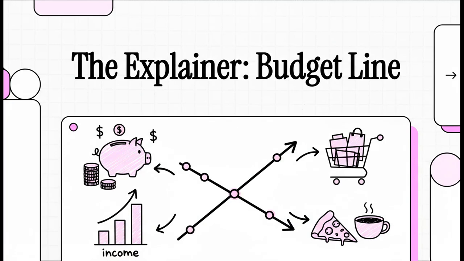Welcome to The Explainer. Today we're going to break down a really core concept in economics, the budget line. And we'll do it by figuring out something you probably think about all the time, how to best spend your money at the canteen. Let's jump in.